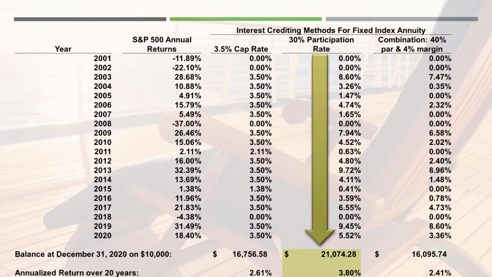Based on this analysis, the participation rate looks like the best option between the three based on the annualized return, right? Well, actually, this analysis is based on historical returns of the S&P 500. And if I prepared an example with projected single-digit annual returns, the participation rate may not be the best option for your fixed indexed annuity. So what are the market returns going to be in the upcoming years so we can figure out which interest crediting method we want to choose for our fixed indexed annuity?